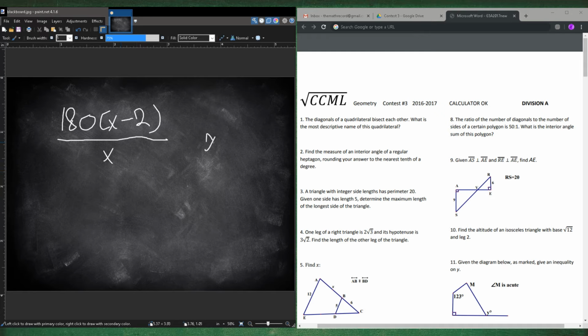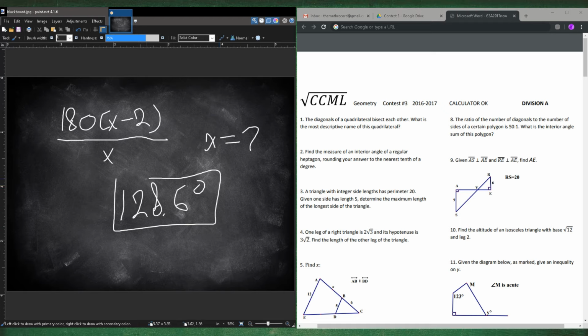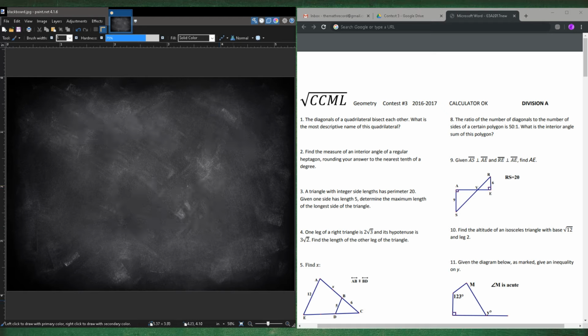So a heptagon is x equal to 7, so plug in 7. So 5 times 180 divided by 7. Convert that to a decimal, it's 128.6 degrees. Basically that simple. Okay.